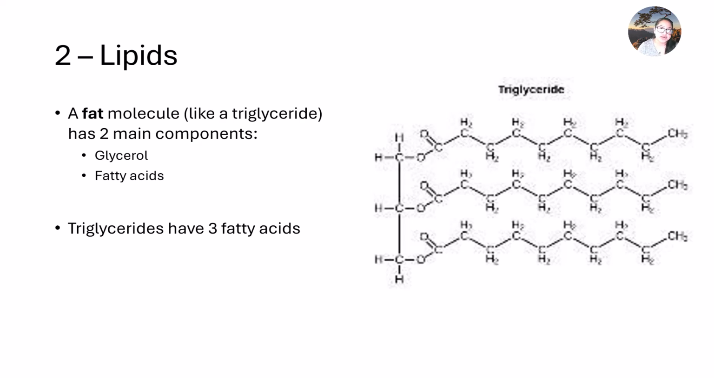So triglycerides you might have heard of if you get a lipid panel done in your blood work. If you go in for your annual exam and get a lipid panel, it gives you readings about different kinds of molecules, like your cholesterol, which is a steroid, and different fats in your blood. So a triglyceride has 3 fatty acids. Here's a picture of a triglyceride.